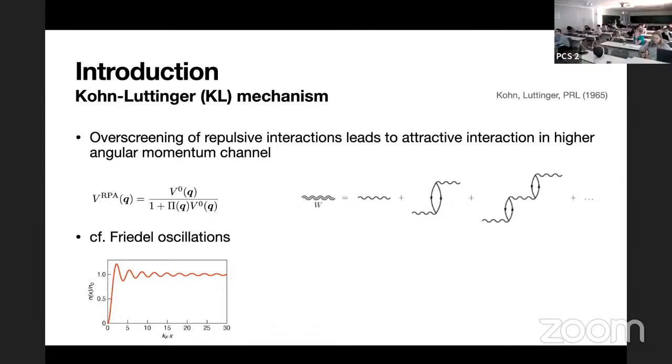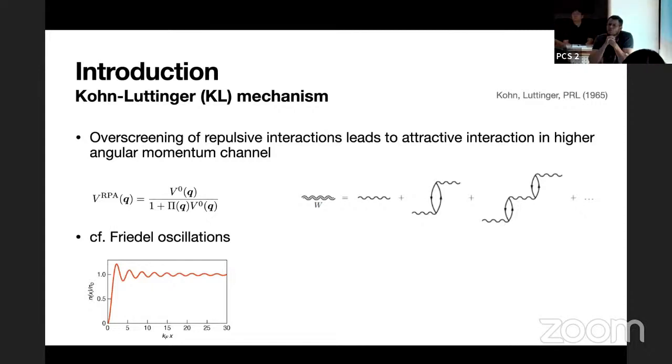I see. Okay, thank you. May I ask a question also? I didn't get exactly why you call it overscreening. Why is it not usual screening? You can make the denominator become negative. Yes. Right, so the overscreening just means that you've got some attractive interaction in some angular momentum channel. Usually it's not in the S-wave channel, but in the P or D-wave channel, you have a net attractive interaction after the screening. That's what I mean by overscreening.